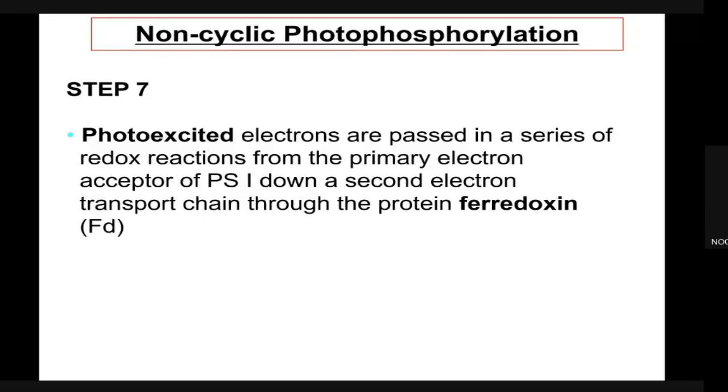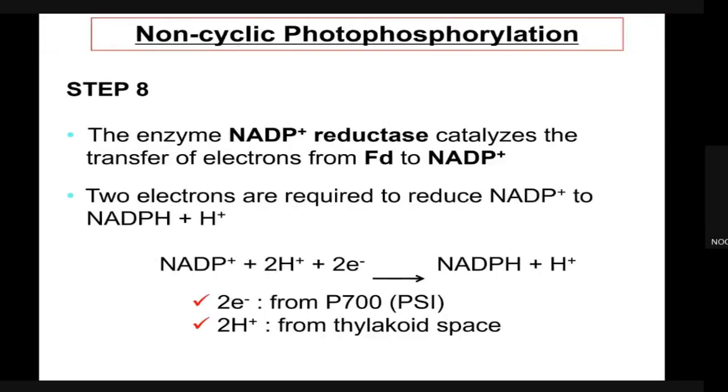The next is photoexcited electrons pass from the PS1 down a second electron transport chain through the protein ferredoxin and received by the NADP plus as final electron acceptor. The reduction of NADP plus is catalyzed by an enzyme named NADP plus reductase. So this enzyme transfers the electron from ferredoxin to NADP plus.